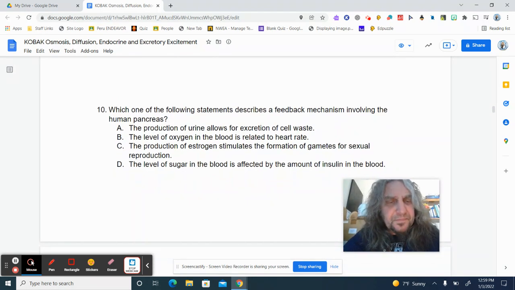Number 10. Which one of the following statements describes a feedback mechanism involving the human pancreas? A, the production of urine allows for excretion of cell wastes. B, the level of oxygen in the blood is related to your heart rate. C, the production of estrogen stimulates the formation of gametes for sexual reproduction. D, the level of sugar in the blood is affected by the amount of insulin also in the blood.